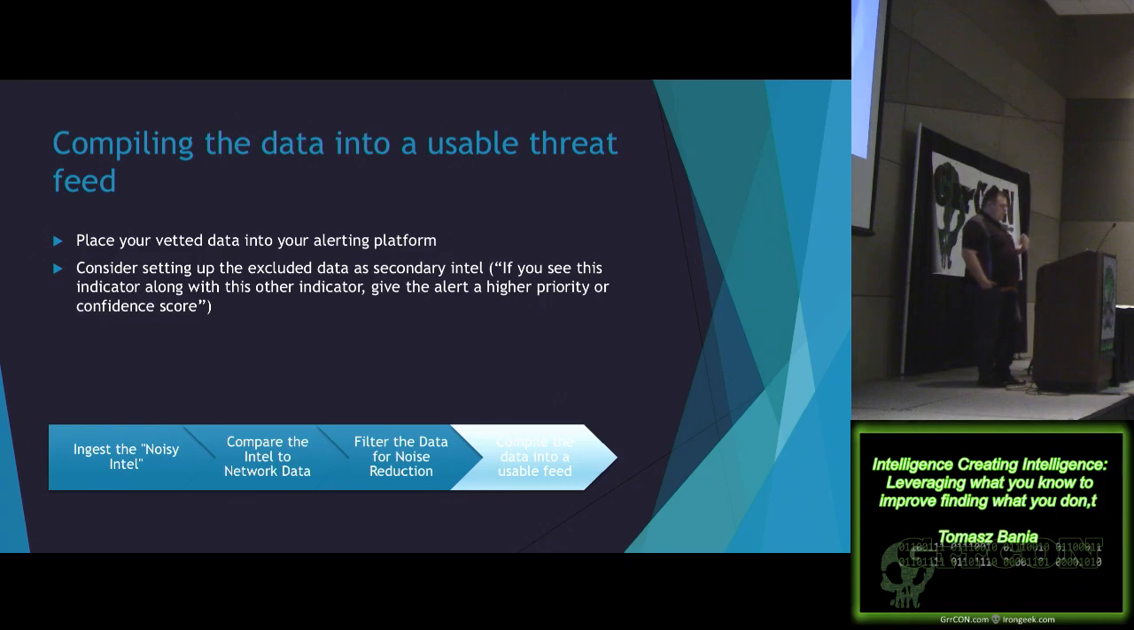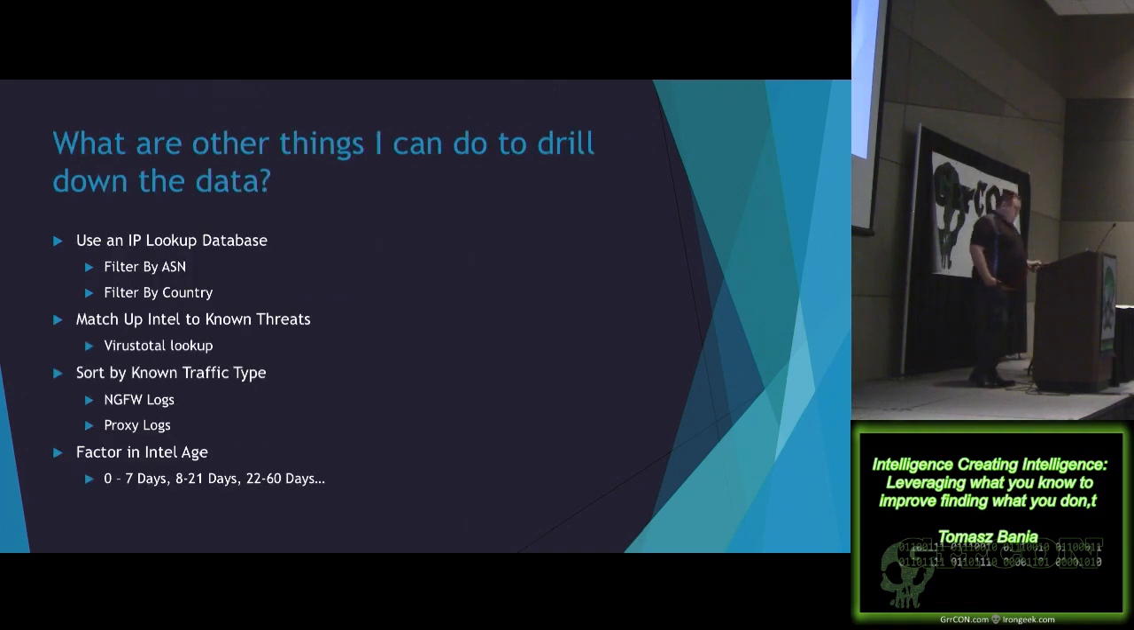And the best way I find putting that is if you see this indicator along with one of these other indicators, you can give it a higher priority or a higher confidence score. I find that many organizations look at intel as a one-to-one type scenario, but if you actually combine a series of indicators to provide you a higher confidence scoring in your alerting environment, it helps your analysts and it guides them towards finding resolution faster.